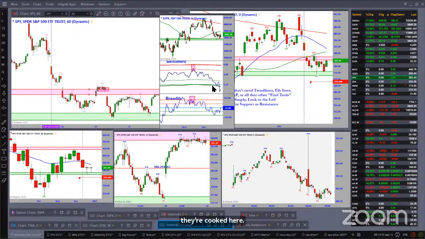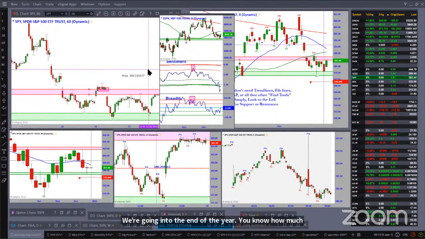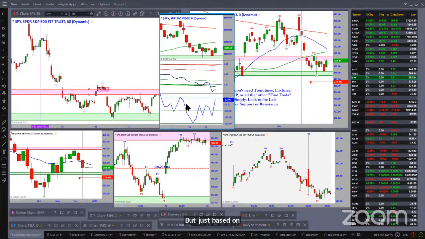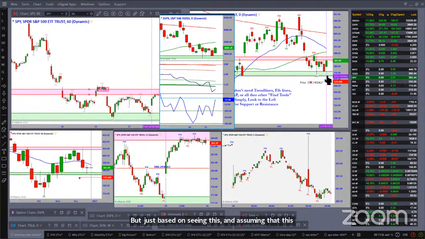How much is that affecting things? I'm not sure. That's why I say, it'll show itself next year. But just based on seeing this and assuming that this pattern doesn't collapse today, which I don't think it's going to, this could be part of a bottoming process where at the beginning of the year we get some kind of a rally. And if you go and look at the open interest in SPX, there's a huge standoff of puts versus calls at 4,000.